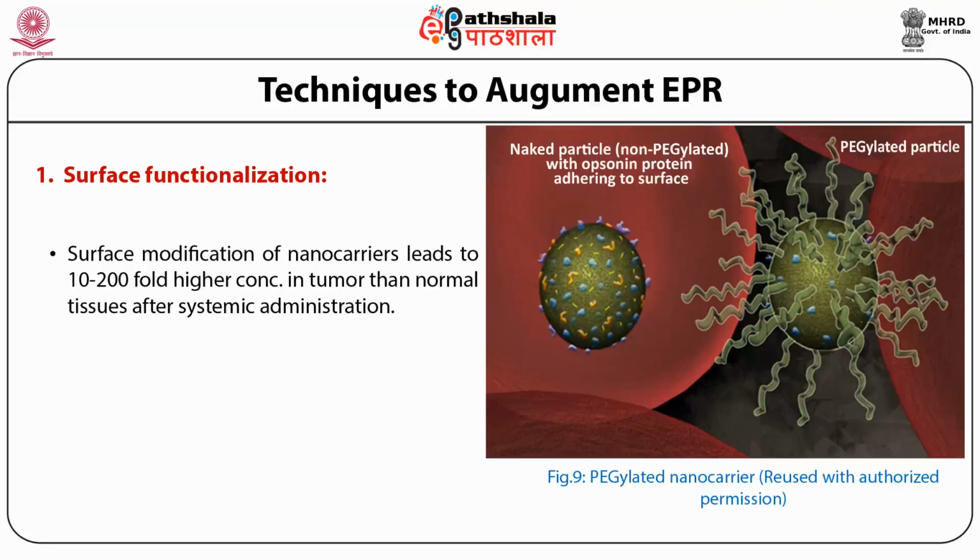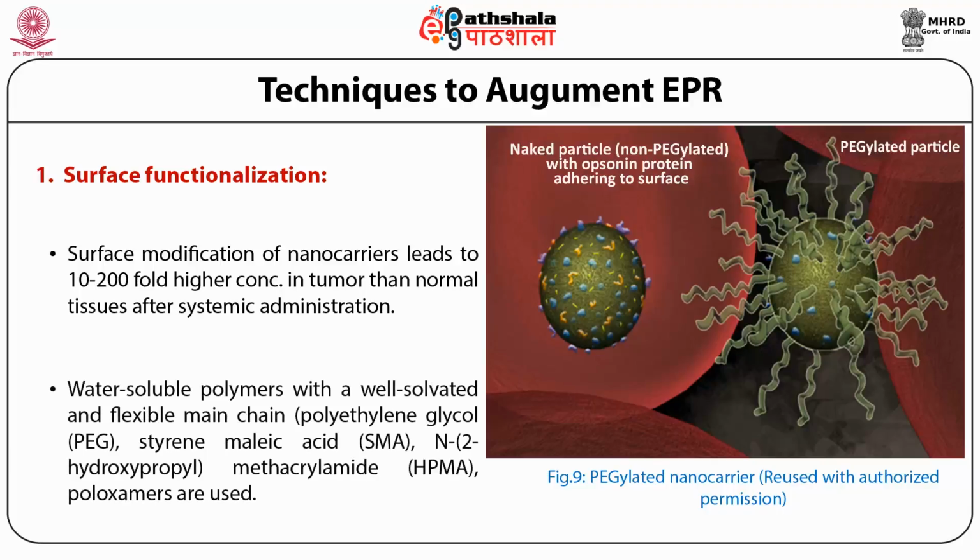This modification leads to 10 to 200 times higher concentration in the tumor than that of normal tissues, such as skin, muscle, heart, and kidney, after systemic administration. The surface of the drug or the drug nanocarriers is functionalized using water-soluble polymers with a well-solvated and flexible main chain such as polyethylene glycol (PEG), styrene maleic acid (SMA), or N-(2-hydroxypropyl) methacrylamide (HPMA).